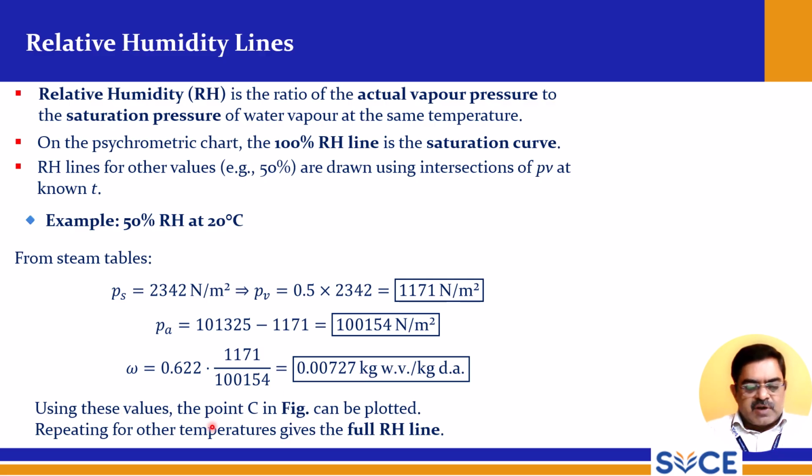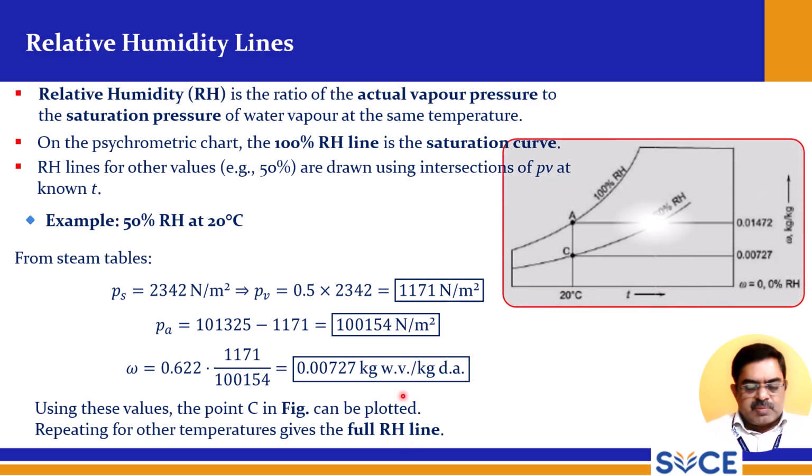So using these values, the point C in the figure can be plotted. So now the point C can be plotted. Repeating for other temperatures gives the full RH line. So now this is the relative humidity line, and now we are plotting point C, where we can see 0.00727. So from here we are finding out the point C.